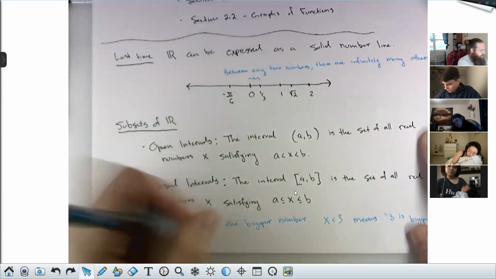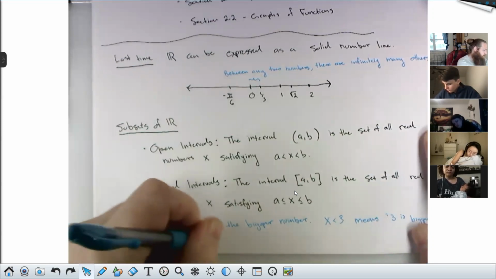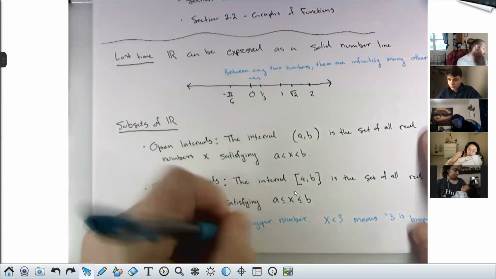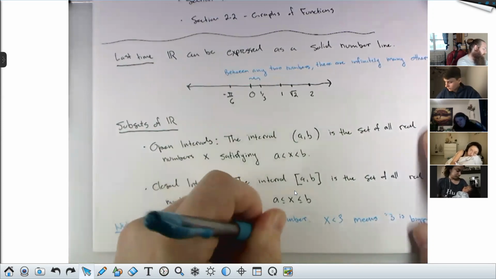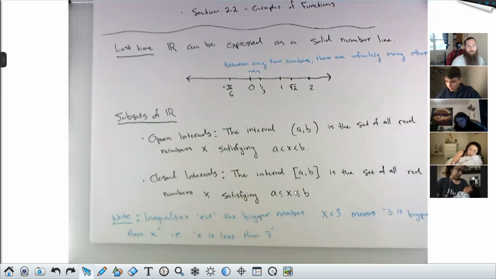Which is equivalent to saying x is less than 3. So if you're ever having a hard time figuring out which one's the less than and which one's the greater than symbol, just remember it always eats the bigger number. Whether you're talking about the less than or the greater than, the inequality symbol will always be eating the larger object. So if you see x and then something eating the thing to the right, that means the thing to the right is bigger than x. So this is a strictly less than, and these are less than or equal to's.